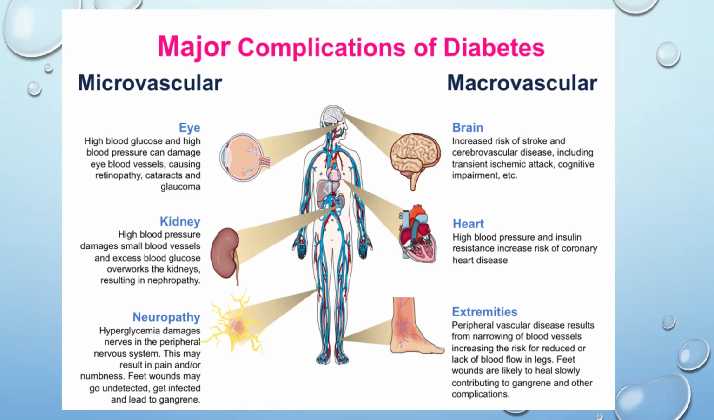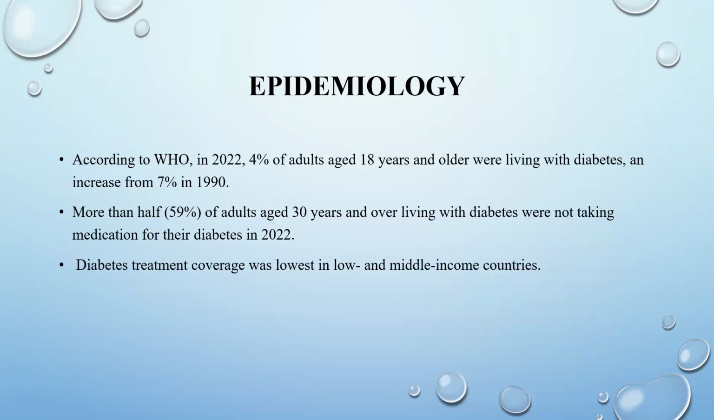So the foot wounds are likely to heal slowly, contributing to gangrene and other complications, while the microvascular complications affect the eye and kidney. In the eye, it can lead to retinopathies, cataracts, and glaucoma, and in the kidney, it damages the small blood vessels, and excess blood glucose overworks the kidney, resulting in nephropathy. It can also lead to neuropathies. It damages the peripheral nervous system, and it may result in decreased sensation for pain or numbness. Foot wounds may go undetected, get infected, and may ultimately lead to gangrene or limb amputation.